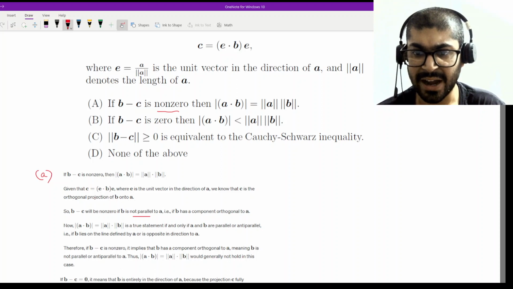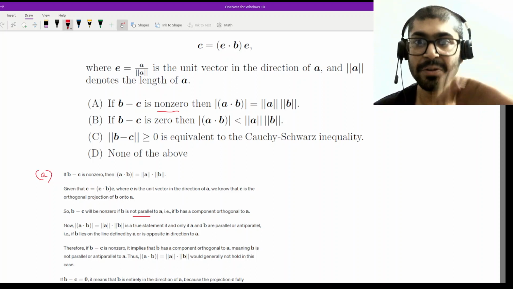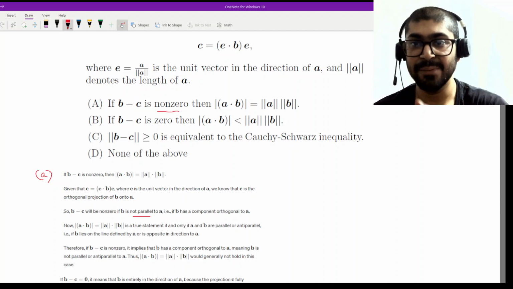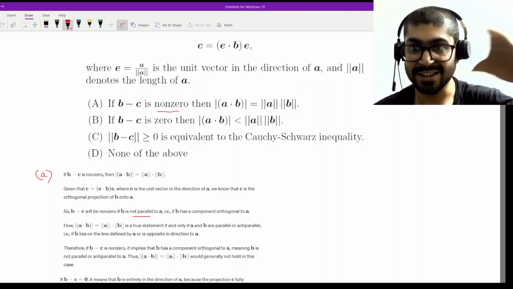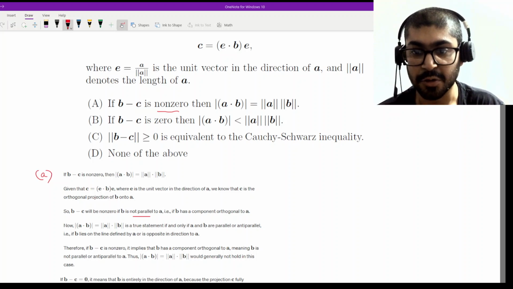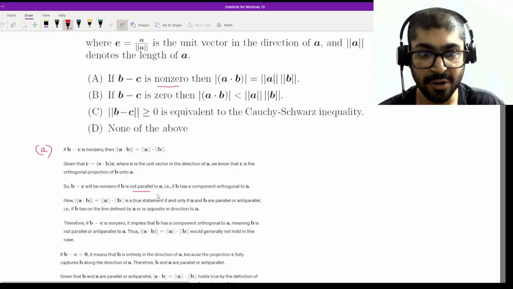I hope you understood anti-parallel. Parallel means they're moving in the same direction with the width between the two lines or two planes being constant. Anti-parallel means they're moving in opposite directions, yet the difference in distances or width between the two planes or lines is constant. So this is how we calculate it. B minus C will be non-zero if B is not parallel or anti-parallel to A.